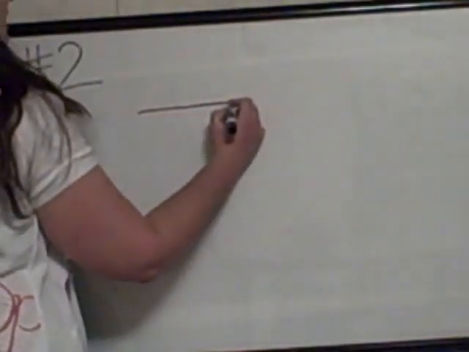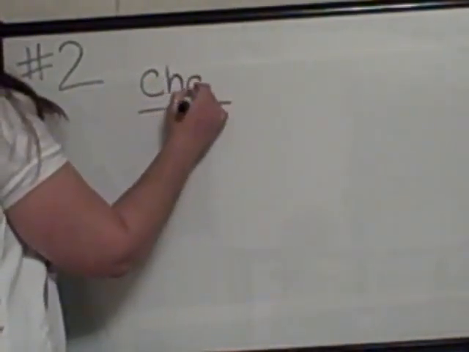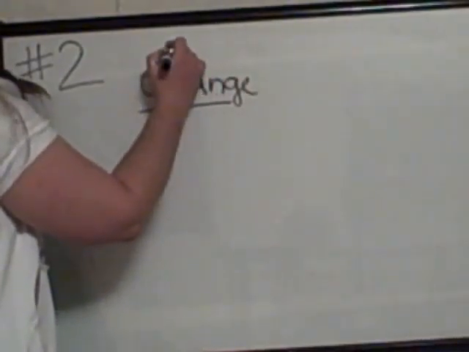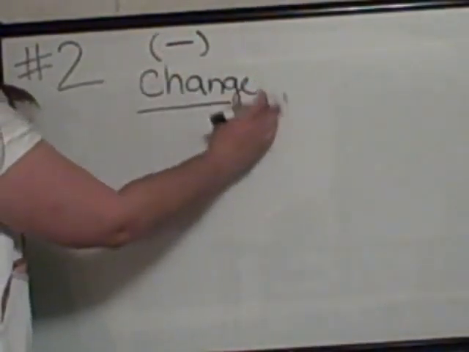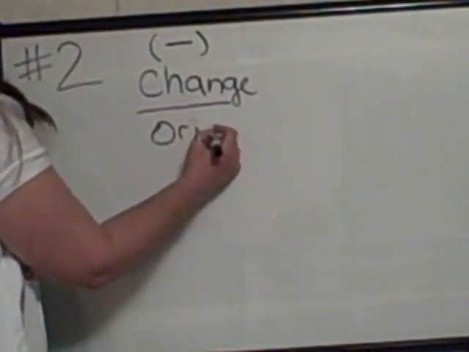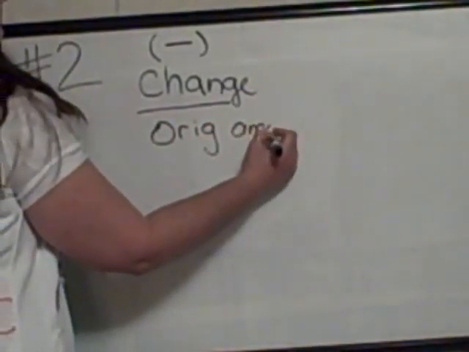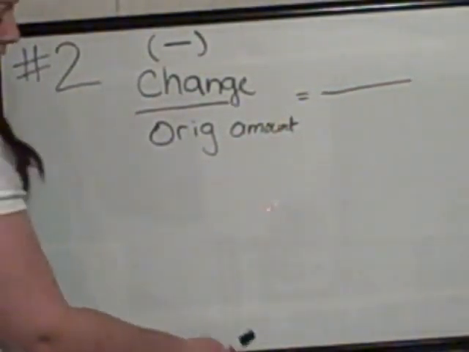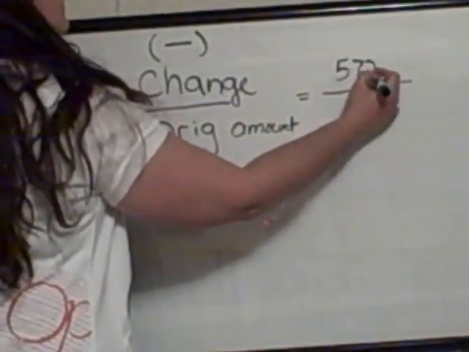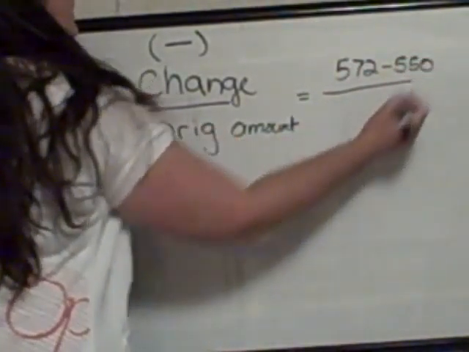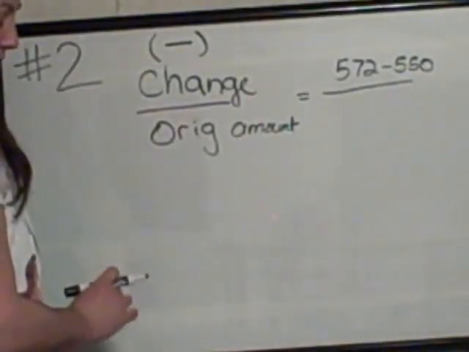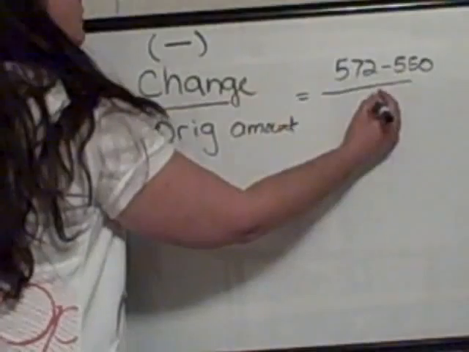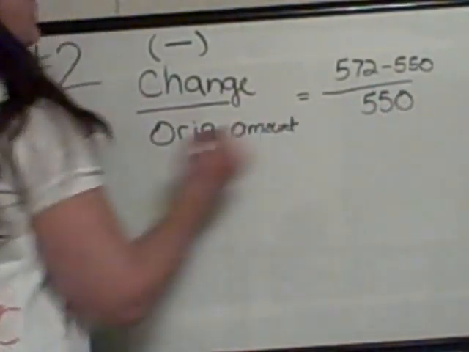If we're asked to find the percent of change, the first thing that we do is remember that the percent of change is the change of the two numbers, which means we're going to subtract them, and that's going to sit over the original amount. So the first thing that we're going to do is subtract 572 and 550, and we're going to put that over the original amount. The original amount is the first amount that they give us, which is 550.